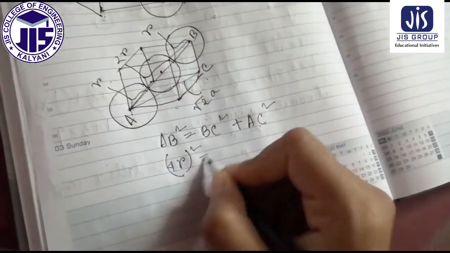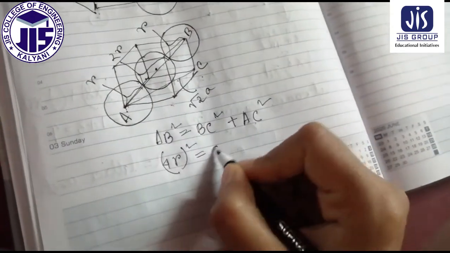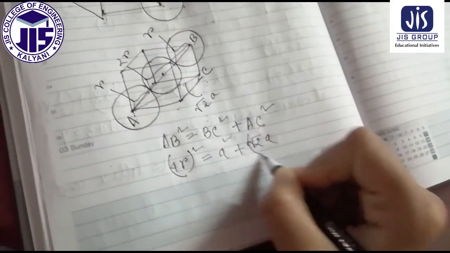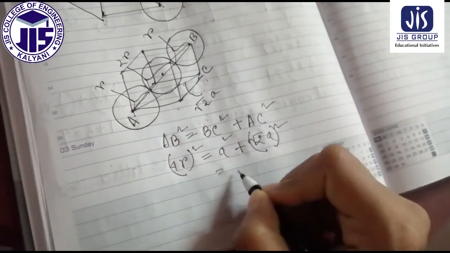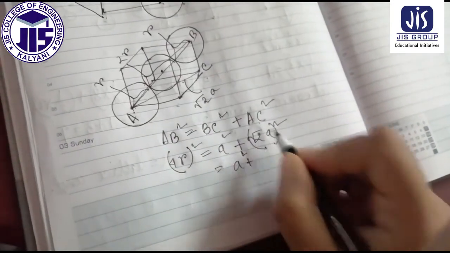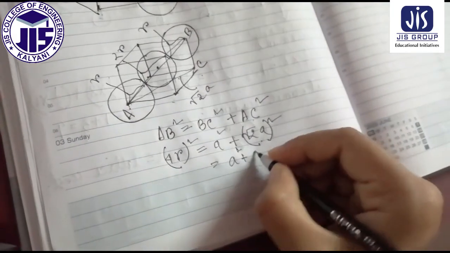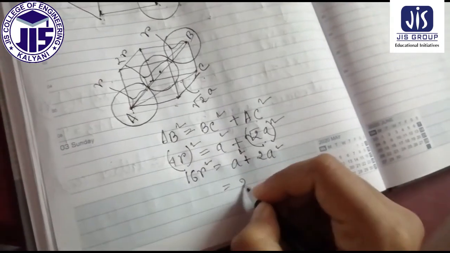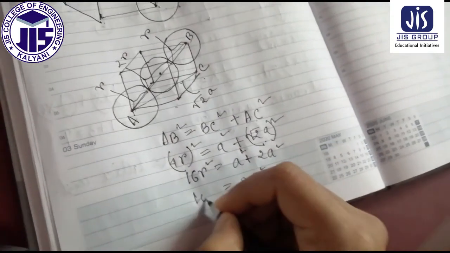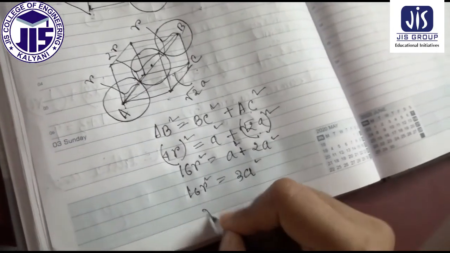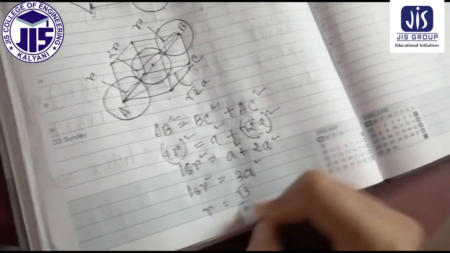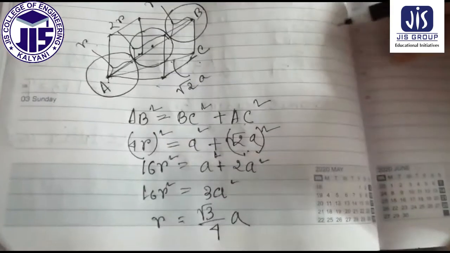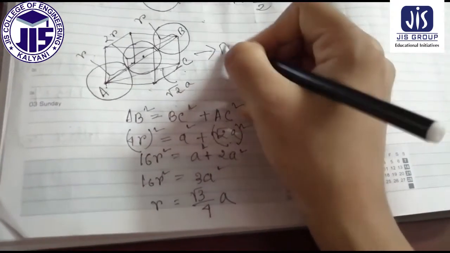4r whole square is equal to BC square, means a square, plus AC square, means √2a whole square. So therefore a square plus 2a square, that is 3a square, equal to 16r square. Therefore r equal to √3 by 4 into a. So this is the relation for BCC. This we have done for BCC.